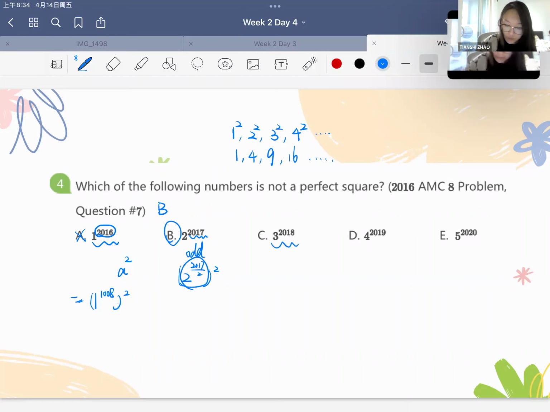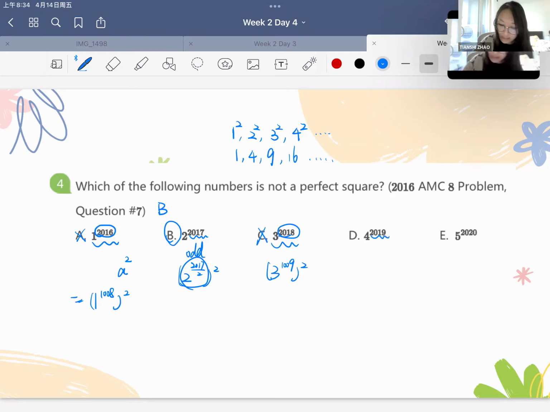And what about C? For C, the exponent is an even number, and we can rewrite it in the form of 3 to the power of 1009 and then to the power of 2. So this is the number 3 to the power of 1009 multiplied by itself. So this is a perfect square, so we can now choose C.